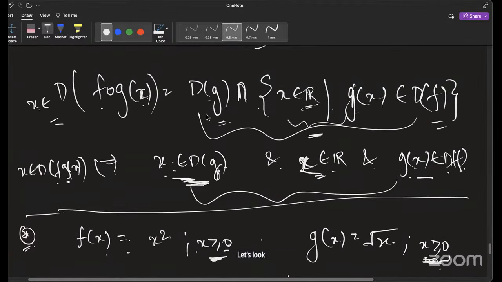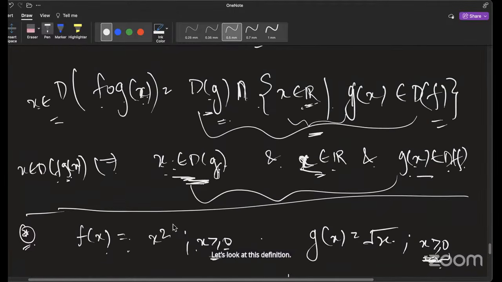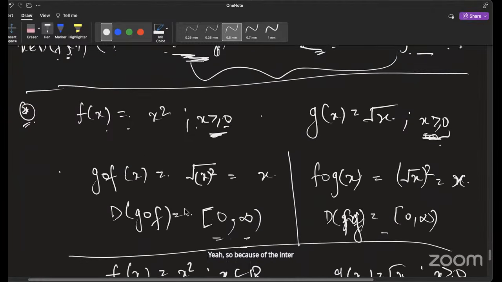Just look at this definition. Because of the intersection, we took 0 to infinity, because here the value of x can be under root of x whole square. The x can be all real numbers, because even a negative number can be squared here. But you can't take all real numbers here, right?